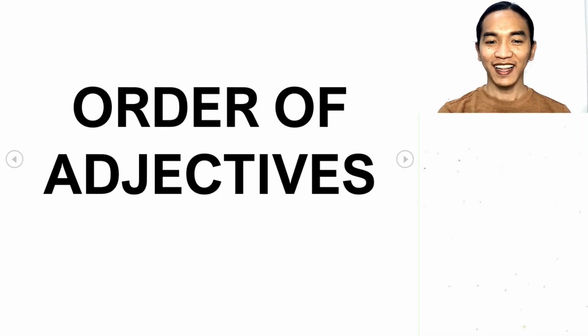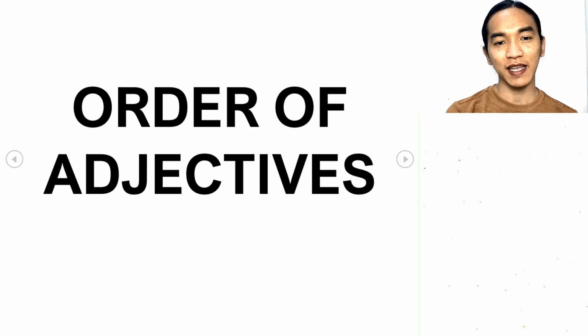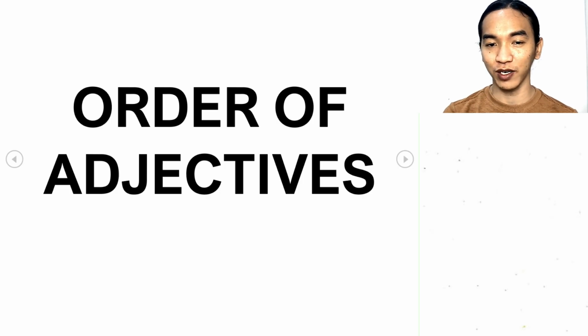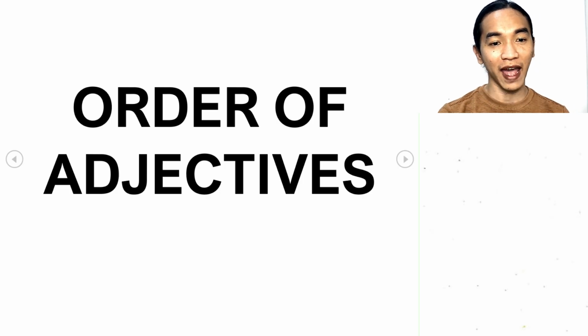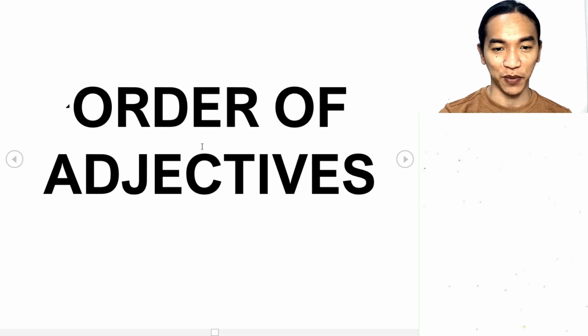Let's go. For today's discussion, let's talk about the orders of adjectives in sentences. If you notice, we don't just put adjectives in our sentences. We also have to be aware of the different orders in how we position the types of adjectives when we are using them all together in our sentences. For now, let's study those rules.